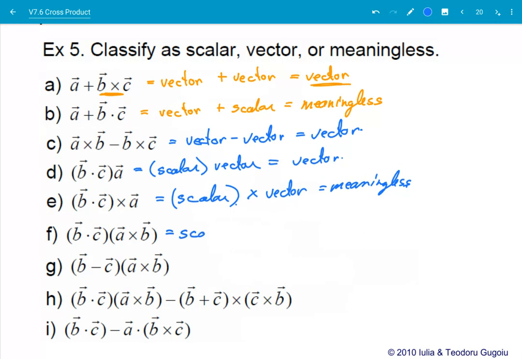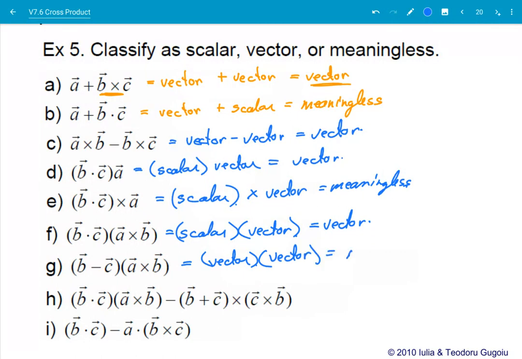This is a scalar times a vector. The brackets touching imply regular multiplication. Can we multiply a scalar and a vector? Sure, we get a vector. Subtracting vectors gives us a vector. Crossing vectors gives us a vector. Can we multiply a vector by a vector? No. We can dot them, we can cross them. We can't do regular multiplication, so that's meaningless.